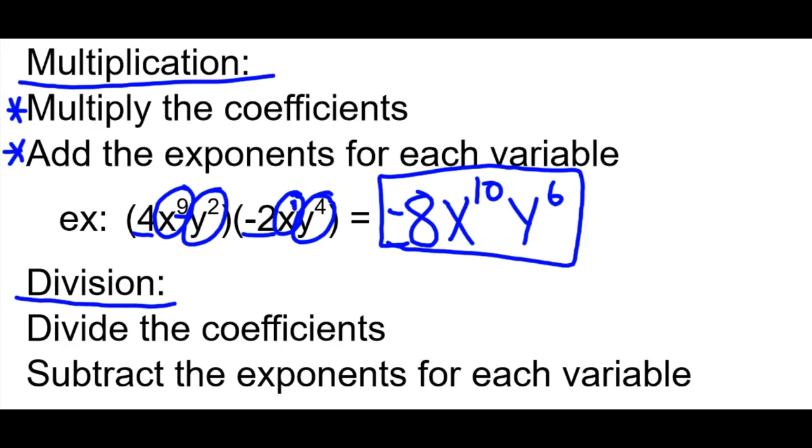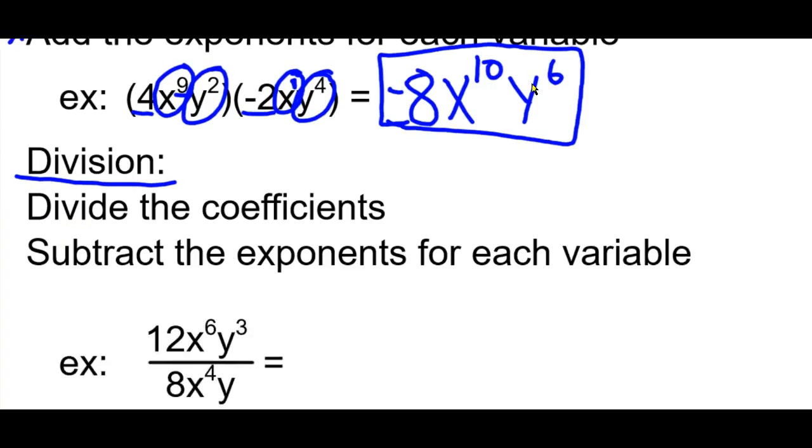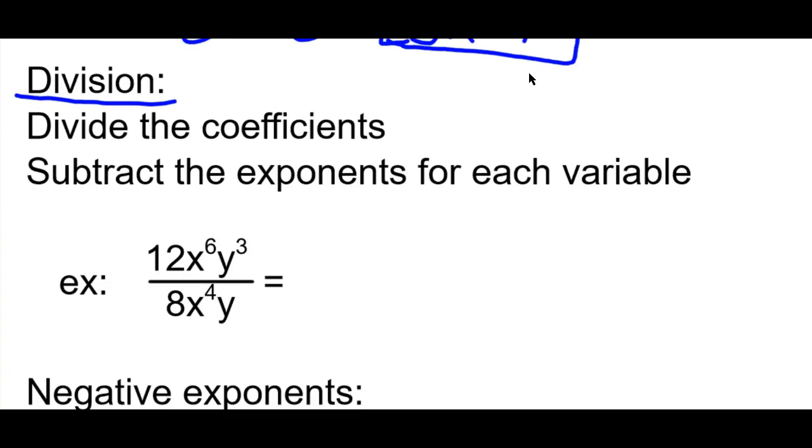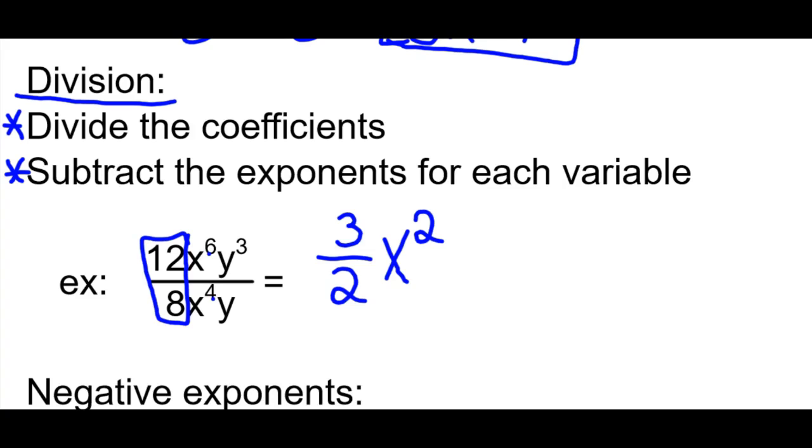Division is the other one. The two rules here, the two steps, or the two tricks. You divide the coefficients. Looking at our example, we have 12/8. That gives us 3/2. X to the 6th over x to the 4th. There we are going to subtract the exponents for each variable. So 6 minus 4 gives me x squared. Same thing with the y. Y to the 3rd minus y to the 1st power is y squared.